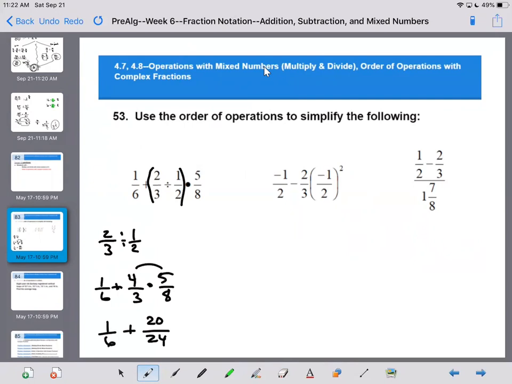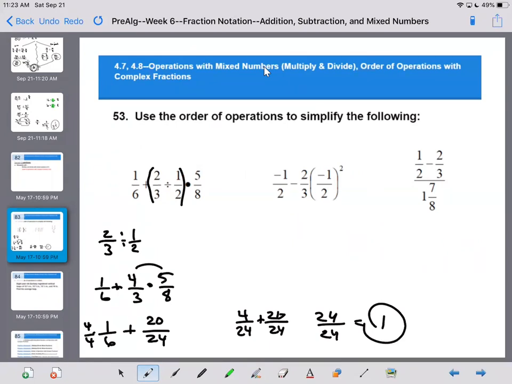Well, I can make 1/6, I can make 6th into 24ths. I just need to multiply by 4 divided by 4. So that'll be 4 24ths plus 20 24ths, which is 24 24ths, or 1.